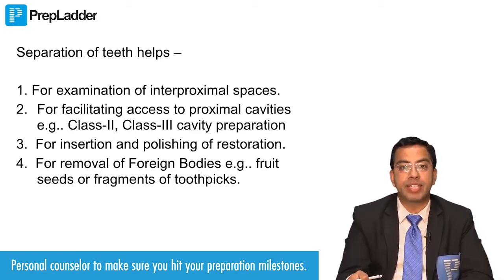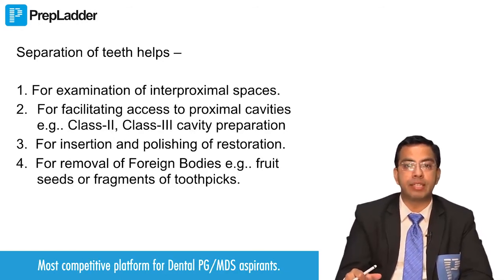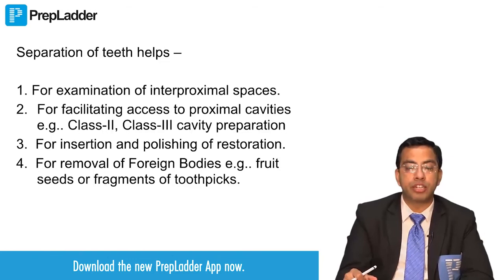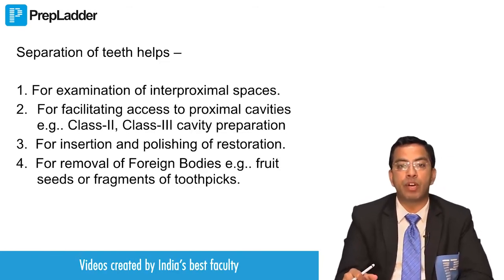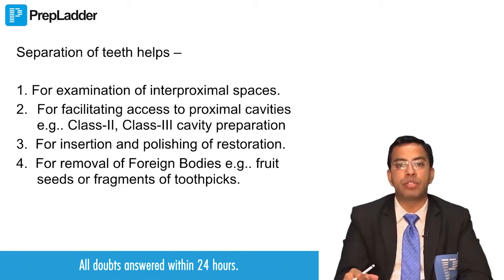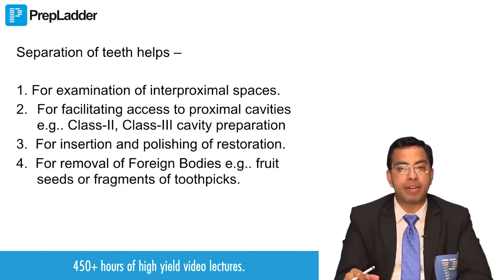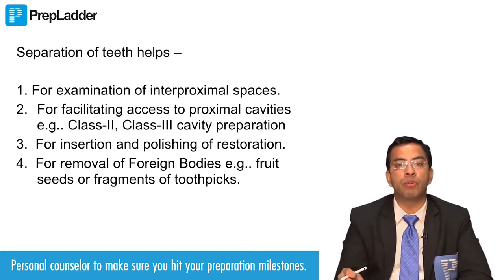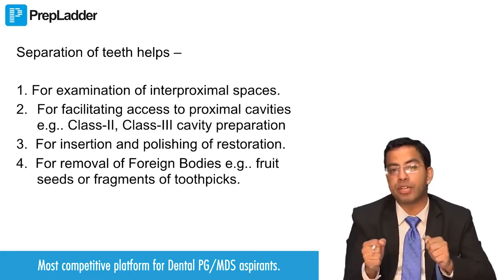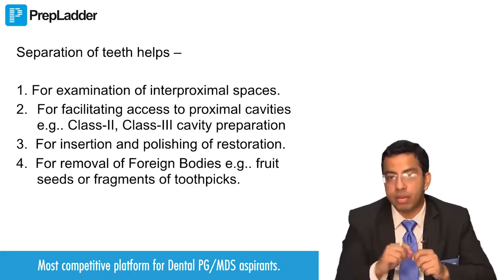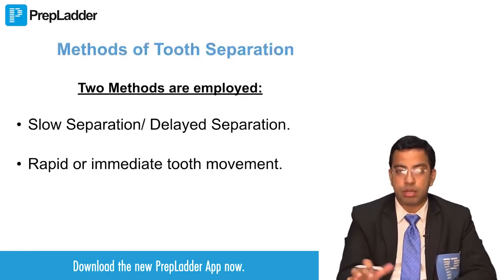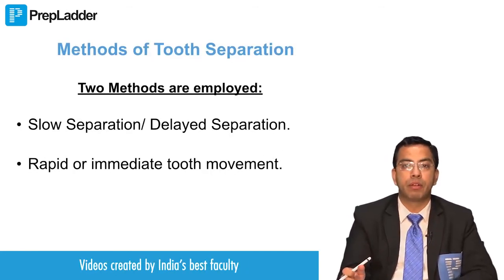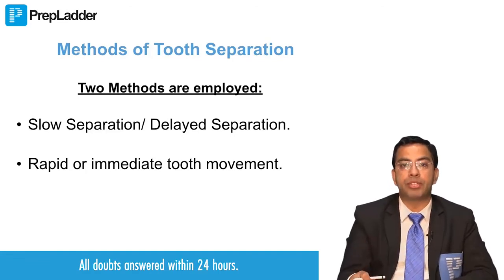Number 2, for facilitating access to the proximal cavities. Number 3, for insertion and polishing of the restoration. And number 4, sometimes for the removal of foreign bodies, for example fruit seeds or fragments or toothpicks which get stuck. Sometimes a toothpick gets stuck in the interproximal area and it is difficult to remove. Then you first have to do the tooth separation, and once you do that, only then can you remove the fractured segment. So, how can you do the tooth separation?